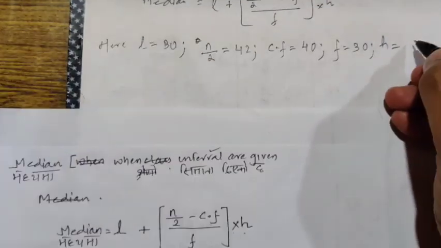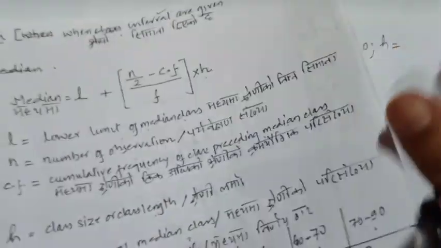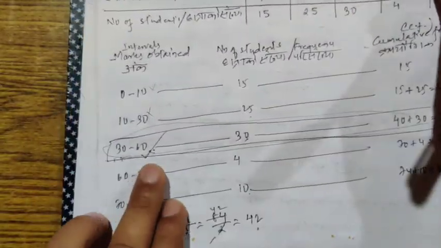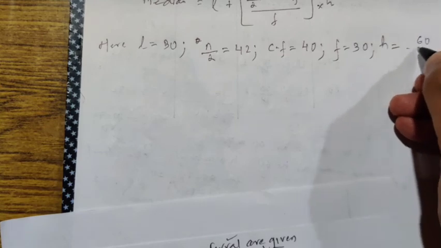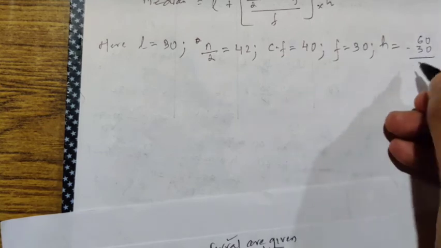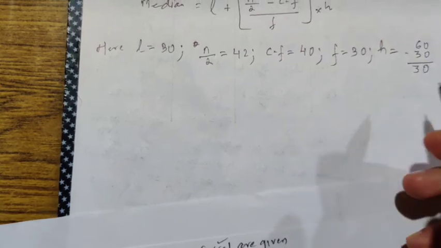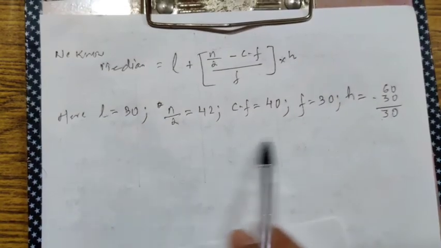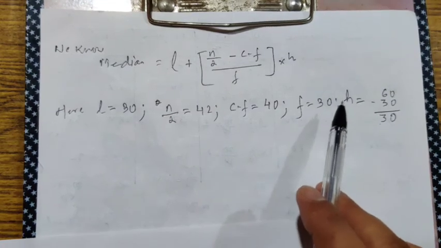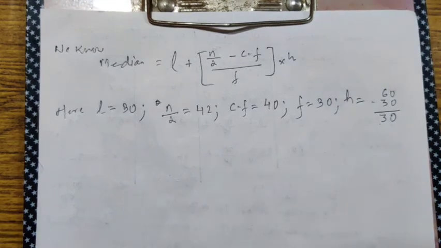Okay. So what's the upper limit? 60. What's the lower limit? 30. So 60 minus 30 is how much? 30. So this is what I wanted to show. I hope you understand why I have done this question. The only reason I have done this question is I wanted to show what is H. So now let's put down the values.